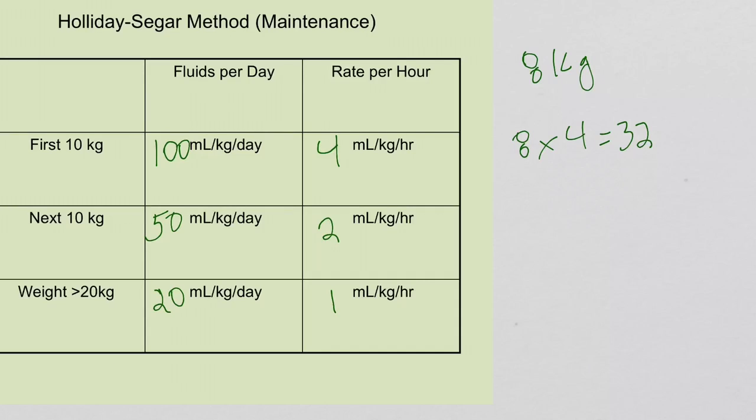Alternatively, you could do 8 kilos times 100, which would give you mLs per day, but then you have to divide that whole thing by 24 to give you your rate. And they end up being pretty similar.